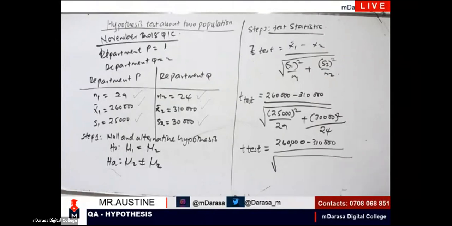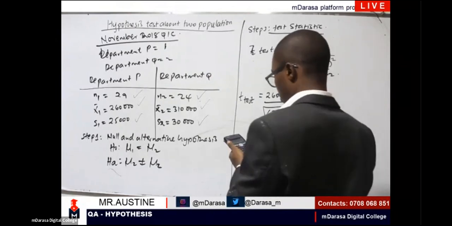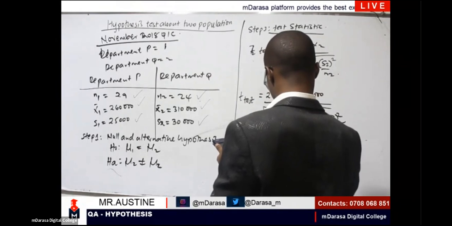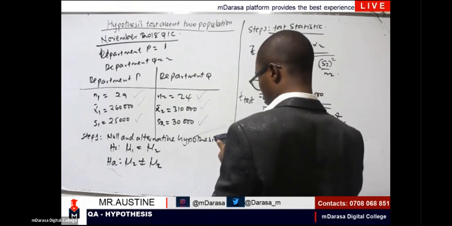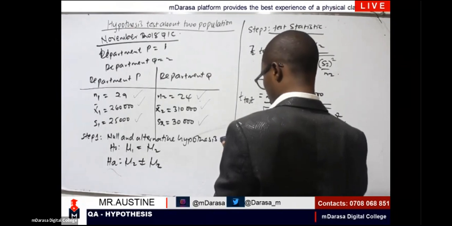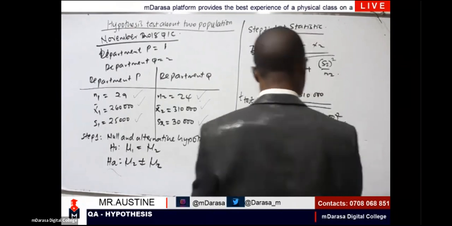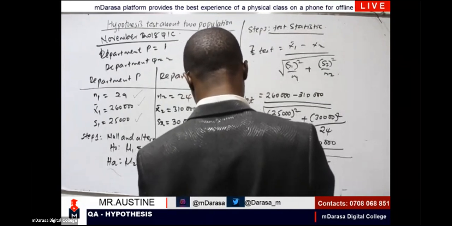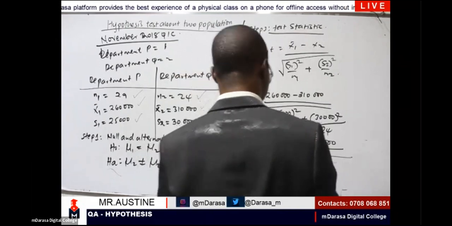260,000 minus 310,000. So this becomes 21, 55, 1,724.14 minus 30,000 squared divided by 24, 37,500,000.